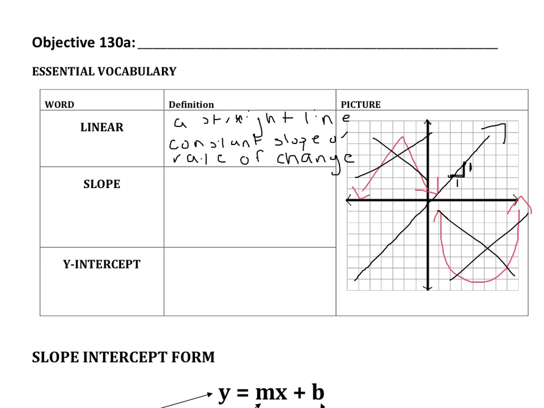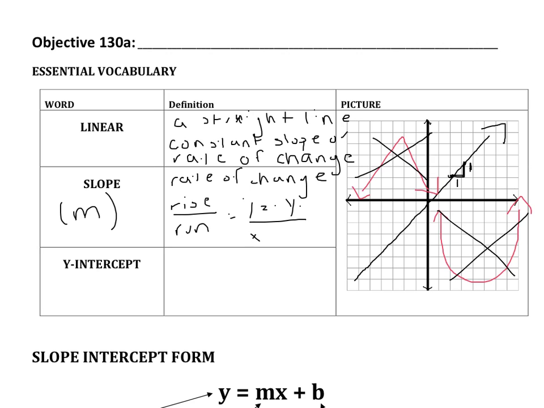The next word we are familiar with, and that is slope. We know slope is the rate of change. Okay. Now let's write out the other things we know about slope. We've learned two different ways to find slope, and we also learned that there's a letter that represents slope. We know that slope is m, right? And we know slope is rise over run. And we also can use our formula y2 minus y1 over x2 minus x1. Okay? So either of those work.